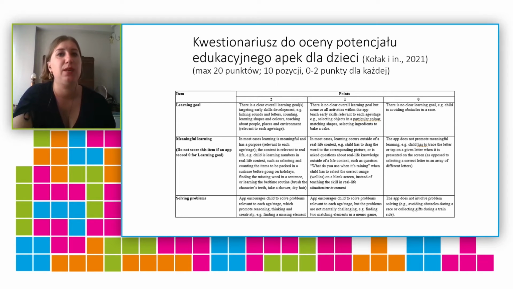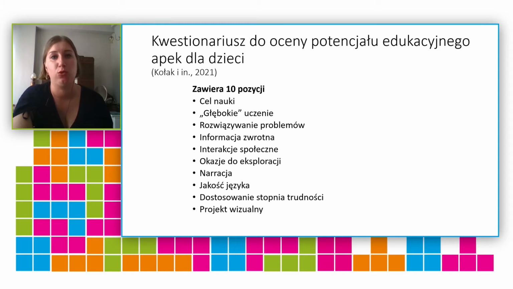This is just an extraction of our questionnaire because it has 10 various items, and an app can get from 0 to 2 points. So the assumption is that if we want to assess an app, we download it, we keep playing it for 5 minutes just to explore various options available, and then we evaluate the app based on 10 criteria, 10 items to be checked. And these are the items.